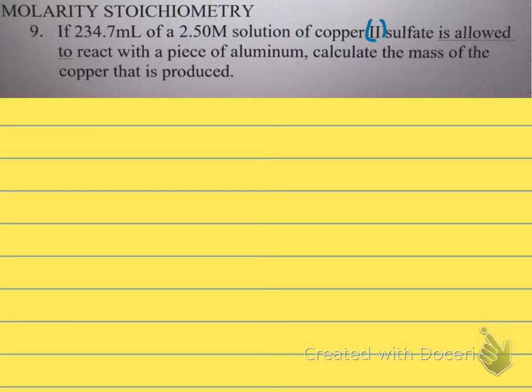So, as always, please underline or highlight the most important information, which is a lot of information. So I want you to notice this word react. A reaction is happening, so before we do any calculations, we need to figure out what reaction is happening. So we're going to take our reactant, so it says copper(II) sulfate reacts with aluminum.